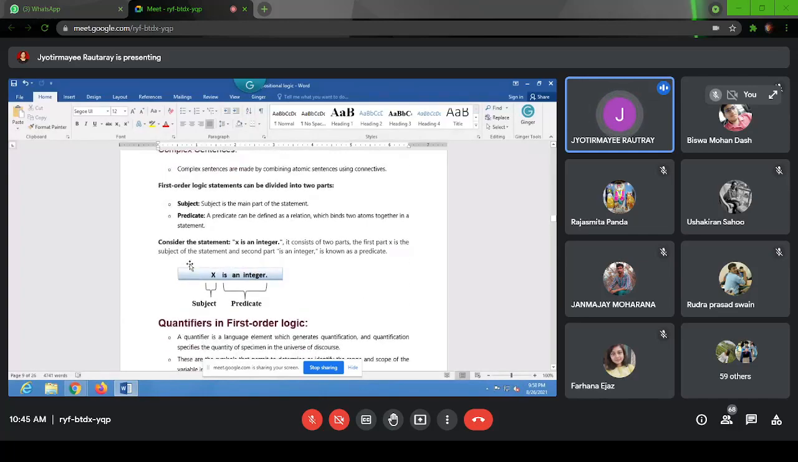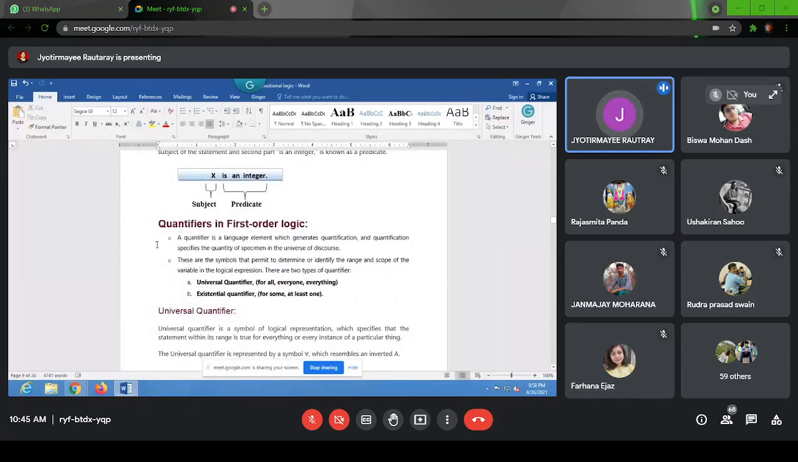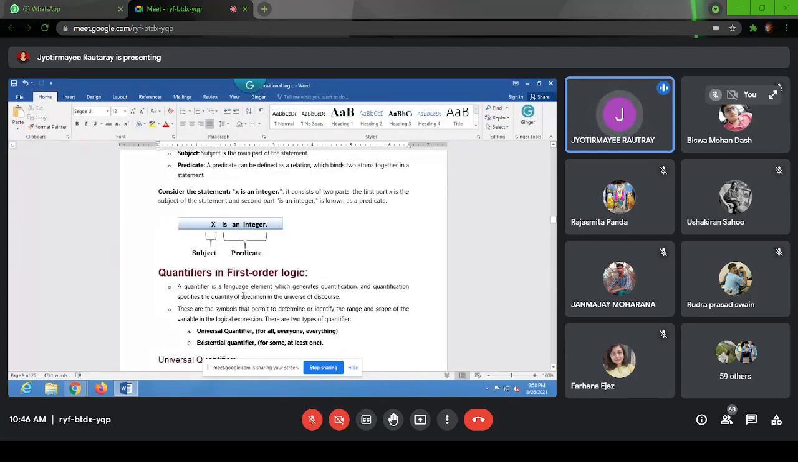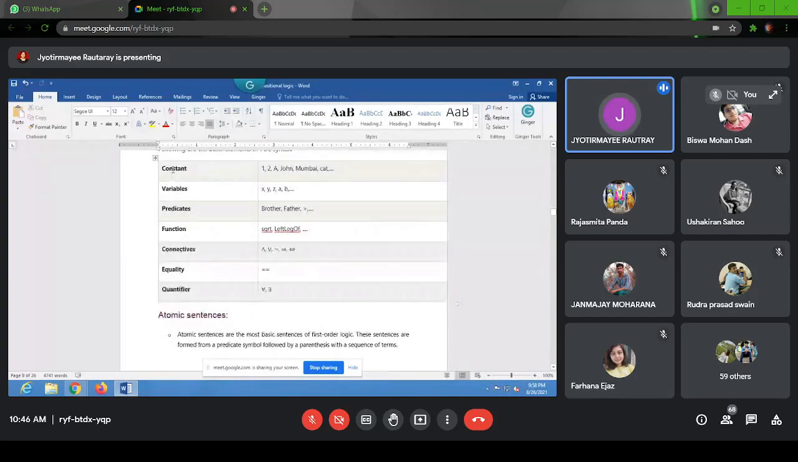I have told you about quantifiers a few times before: two types of quantifiers are used, the universal quantifier and the existential quantifier. To construct first order logic, these things are needed: constants, variables, predicates, functions, connectives, equality, and quantifiers. That doesn't mean all of these will be needed in every case, but depending upon the situation, you will need only some of them.